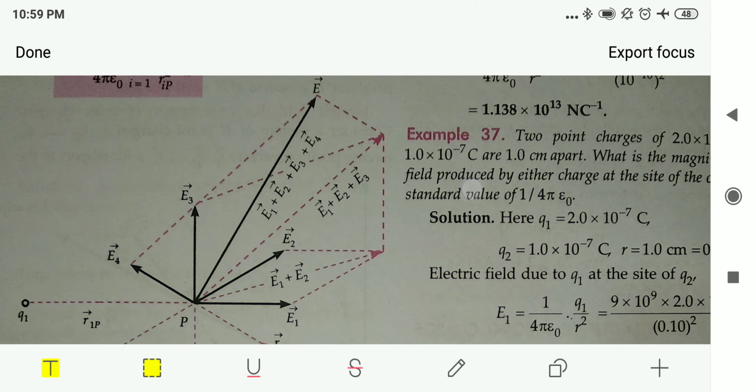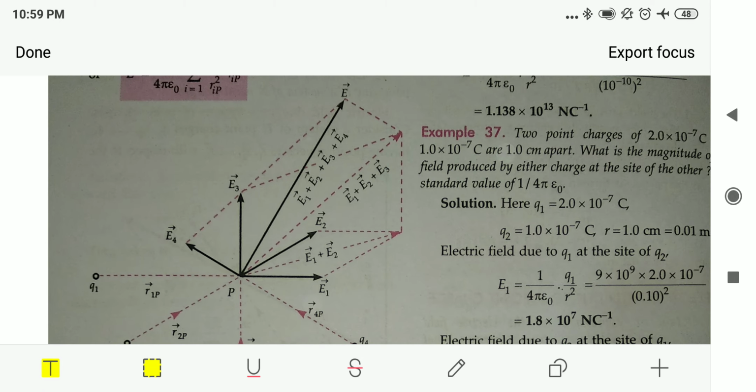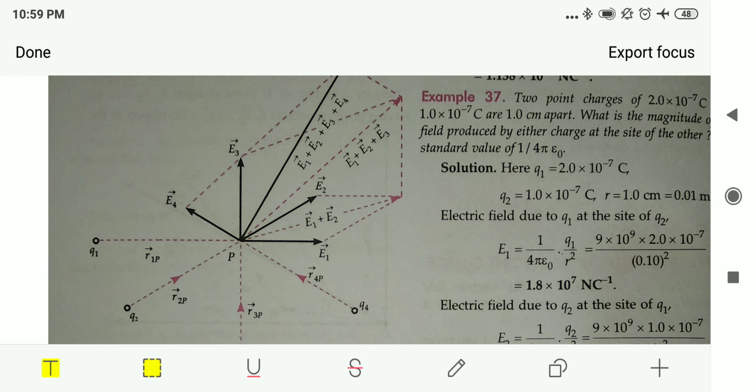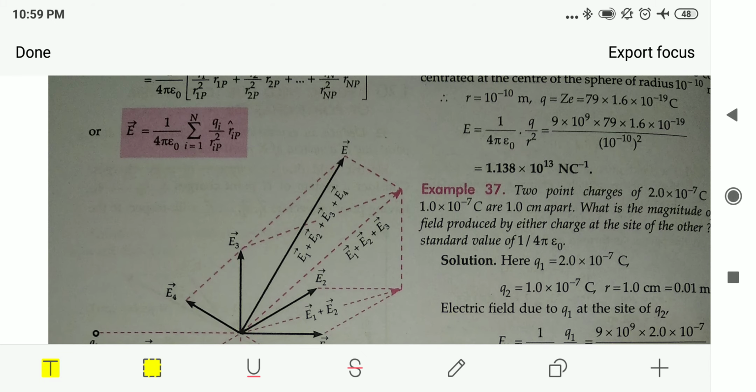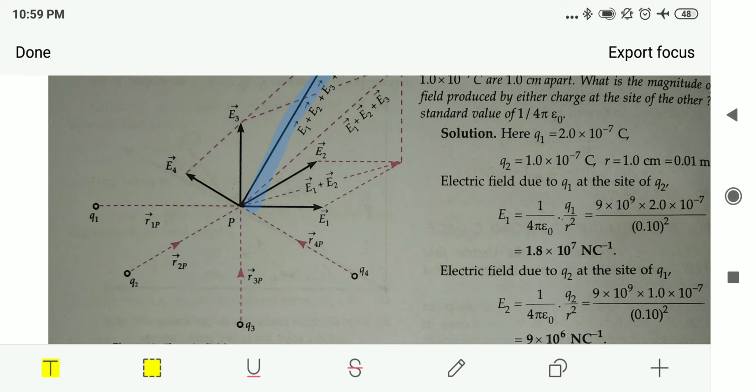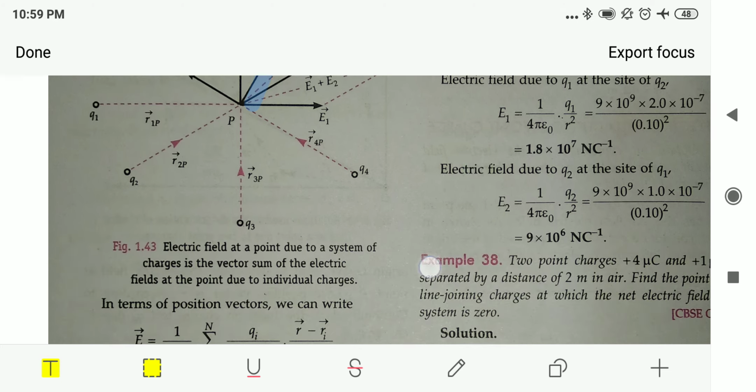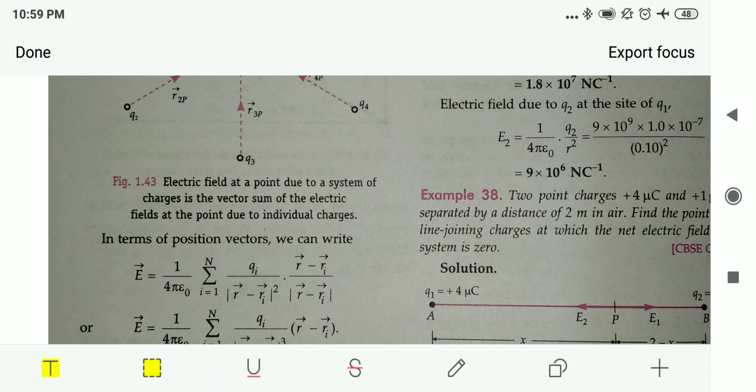We can understand from this diagram also. Here this diagram shows that at point P we are having so many fields, and this is the resultant which is shown. This is the resultant, that is E1 plus E2 plus E3 plus E4. At point P, all the fields E1, E2, E3, E4 are acting. The electric field at a point due to a system of charges is the vector sum of the electric fields at the point due to individual charges.